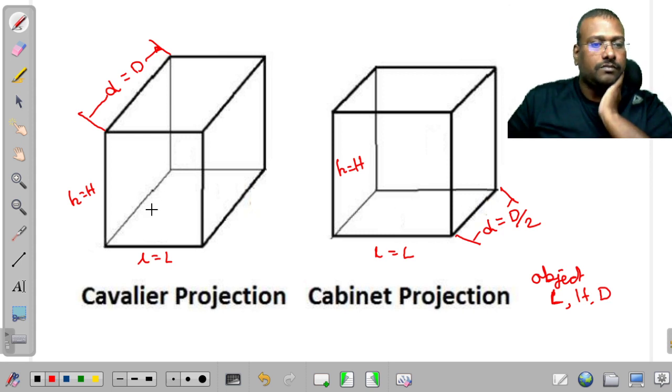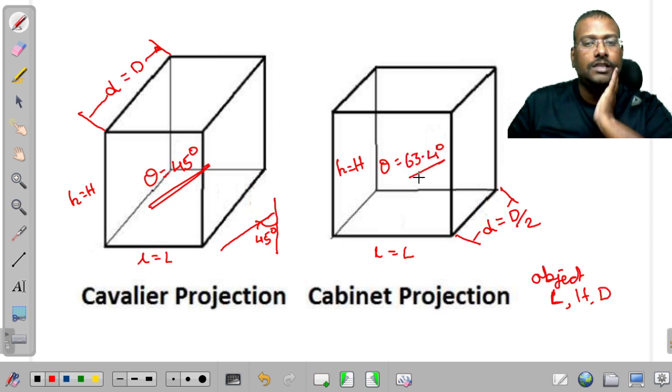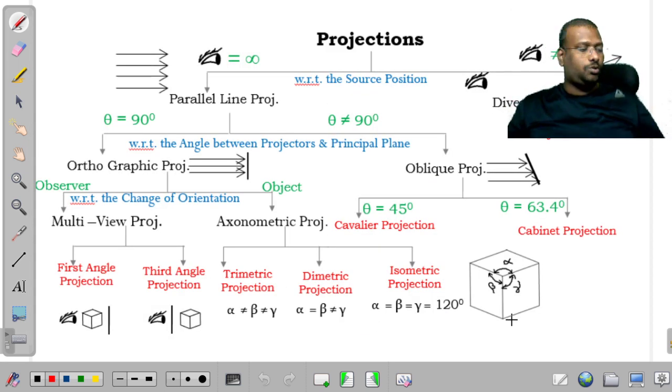Whenever theta is equal to 45 degrees we will get Cavalier projection. What is the meaning of it here, sir? When the angle between the principal plane and the projectors is 45 degrees, we get Cavalier projection. What about cabinet projection, sir? When theta is equal to 63.4 degrees we get cabinet projection. I mentioned the same thing here, just have a look.